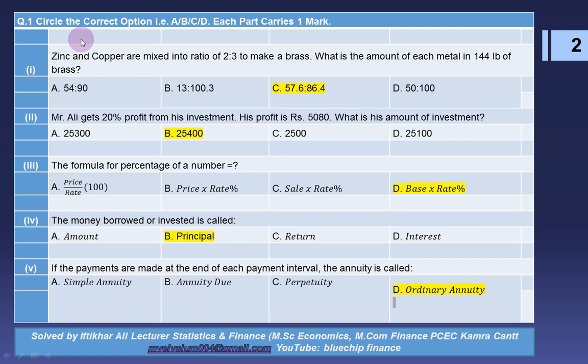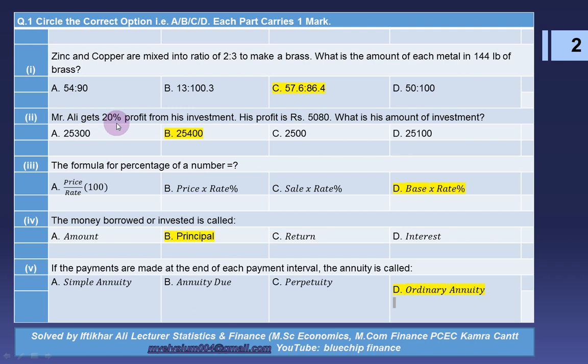Zinc and copper are mixed in the ratio of 2:3 to make a brass. What is the amount of each metal in 144 pounds of brass? So simple. First of all, we take the sum of the ratio, which is equal to 5, and then divide 144 by 5, and the result will be multiplied by 2 and 3 one by one. So the correct option is C.